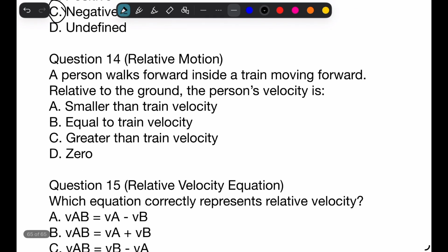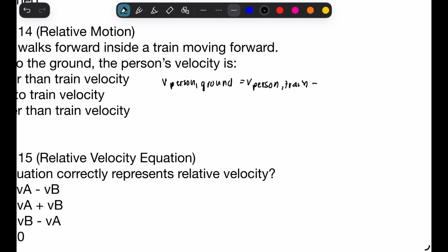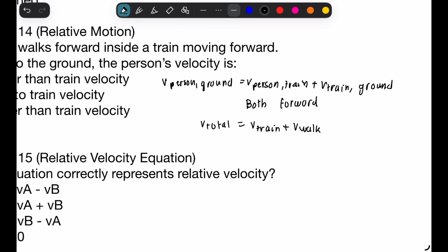Now, a person walks forward inside a train moving forward. Relative to the ground, the person's velocity is going to be what? Well, for relative velocity, v of the person relative to the ground is equal to v of the person relative to the train plus v of the train relative to the ground. Since both are in the forward direction, our v total is equal to our v train plus our v walk. So our v total is going to be greater than our v train.